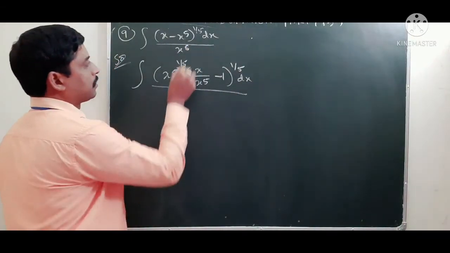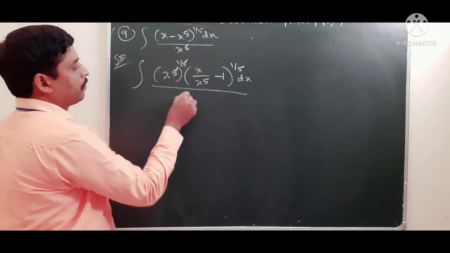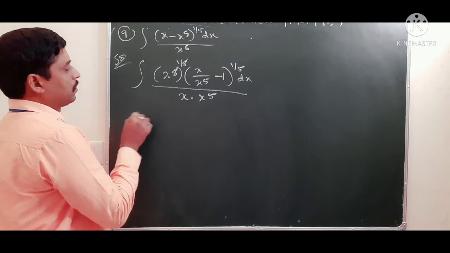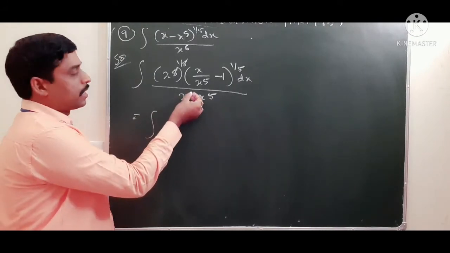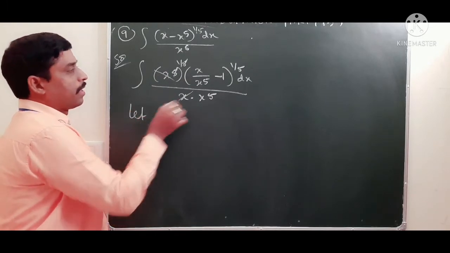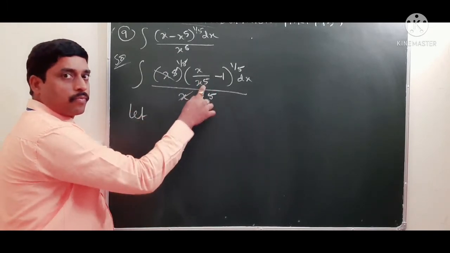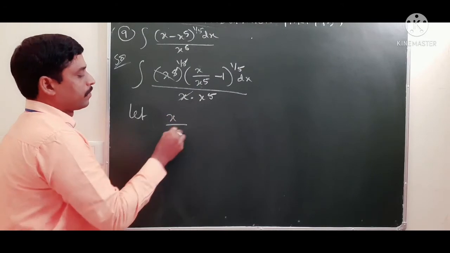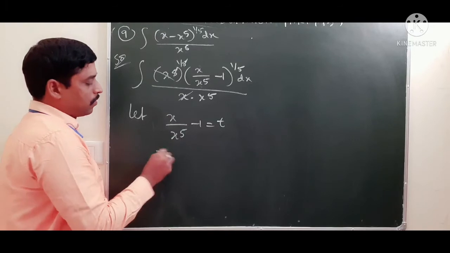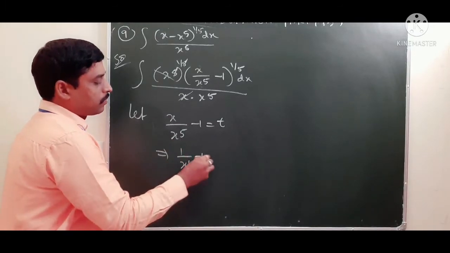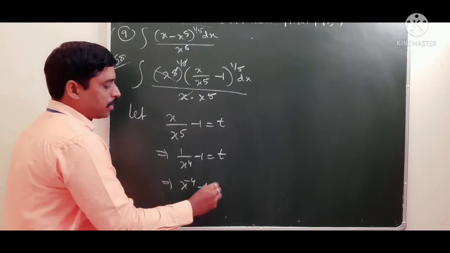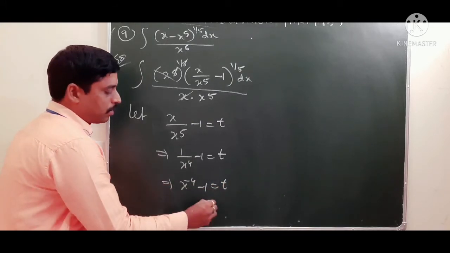In the denominator x to the power 6, the 5 gets cancelled. This x to the power 6 can be written as x into x to the power 5. So in the integral, one x also gets cancelled. So let us take x minus x by x to the power 5 minus 1 is equal to t. So one x gets cancelled: 1 by x to the power 4 minus 1 is equal to t. This can be written as x to the power minus 4 minus 1 is equal to t. Now take the derivative on both sides.